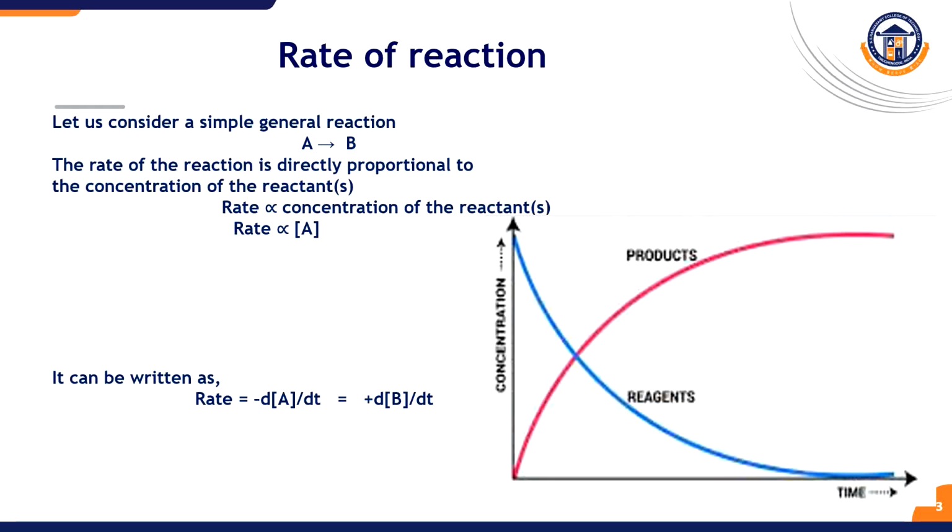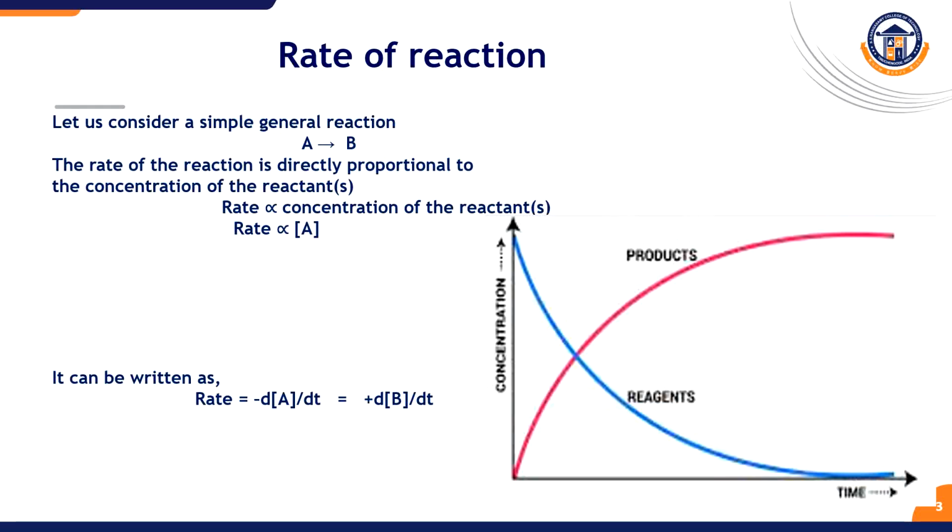If you see the progress of the reaction, once the reaction has started, the concentration of the reactant is more and the amount of the product is very less. As the reaction progresses, the concentration of the reactant keeps on decreasing and the concentration of the product keeps on increasing. We can easily understand this by seeing this graph.